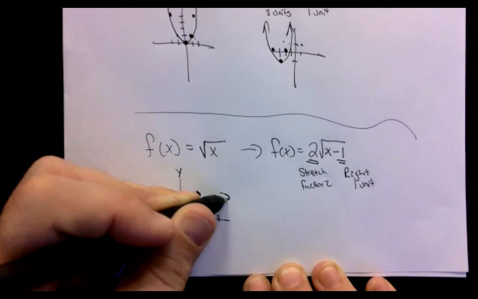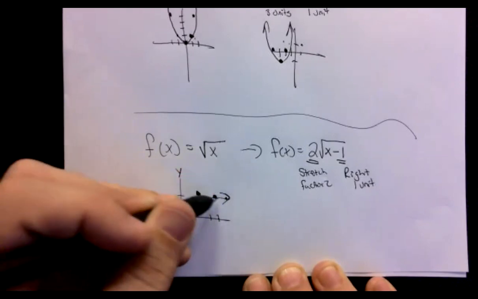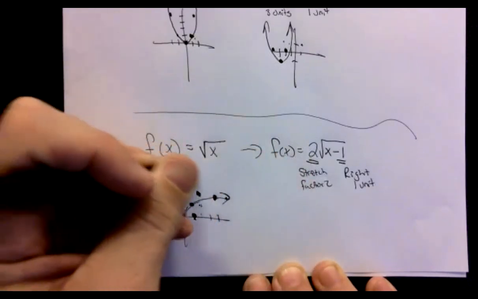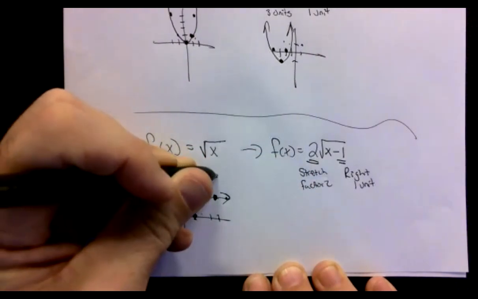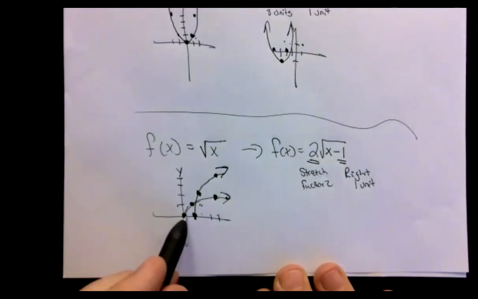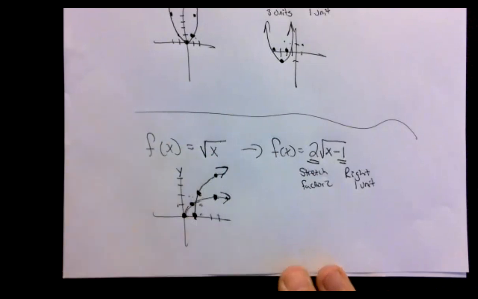So again, it's going to go right 1, and then we're going to multiply it. So a y value of 2, if we multiply that by 2, gets us to 4. So 4, it's right there. So this is going to be my new function. It shifted every point to the right 1, and then it multiplied the y values by 2.